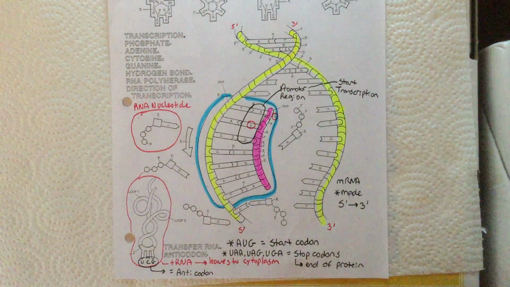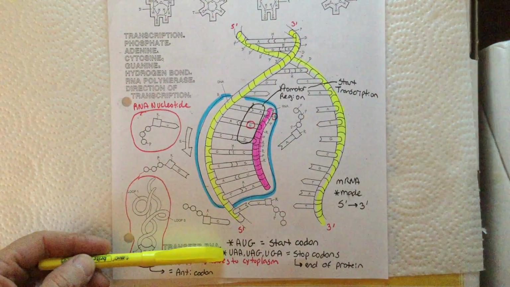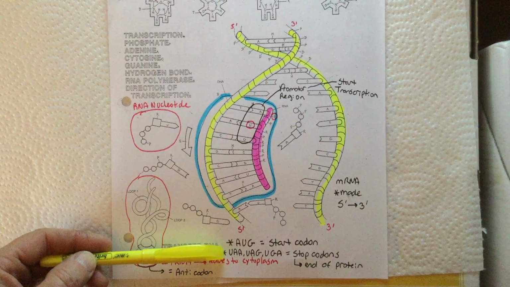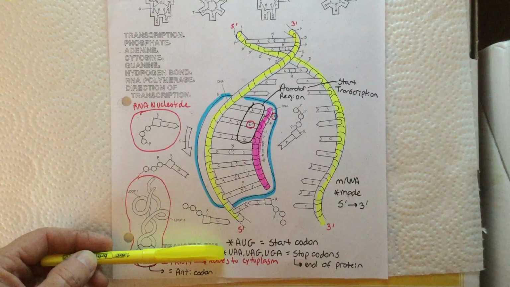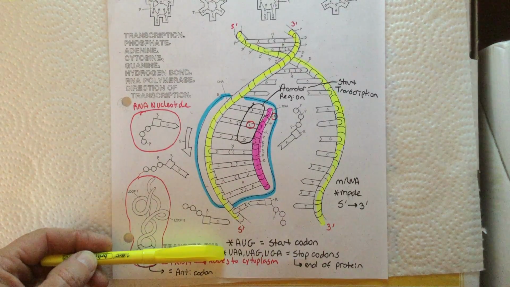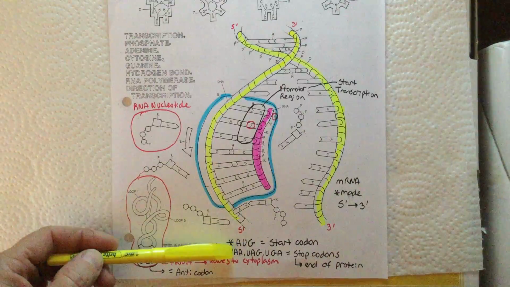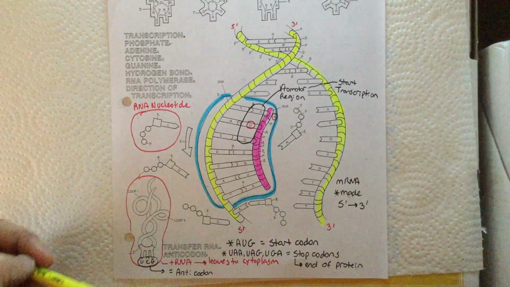When my ribosome eventually reads either one of these 3 base pairs, UAA, UAG, UGA, or 3 codons, that's when it knows to stop making that particular protein. They are called stop codons. So these will always be found in messenger RNA that you see here.